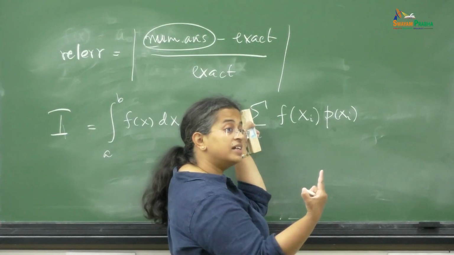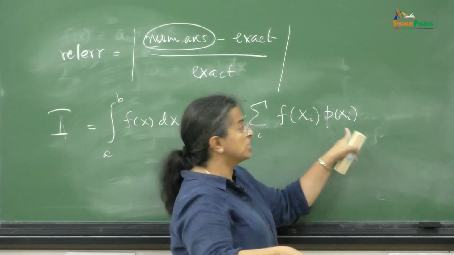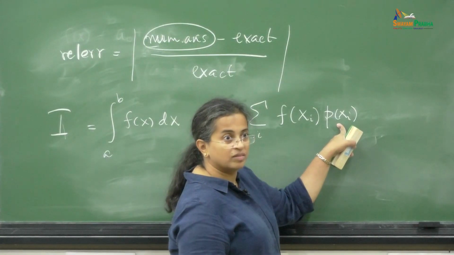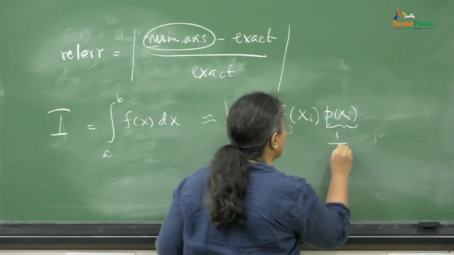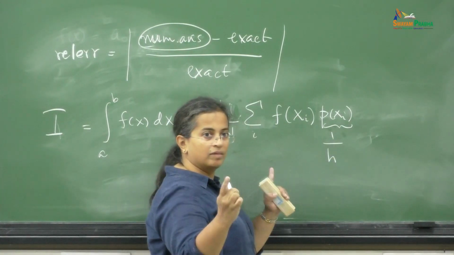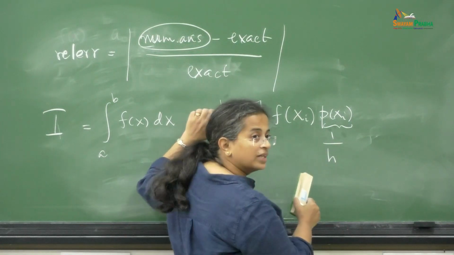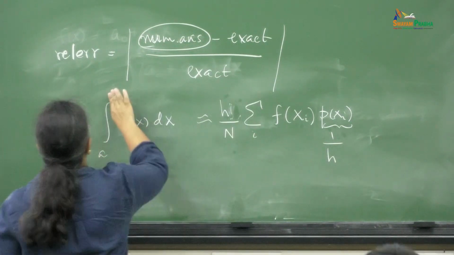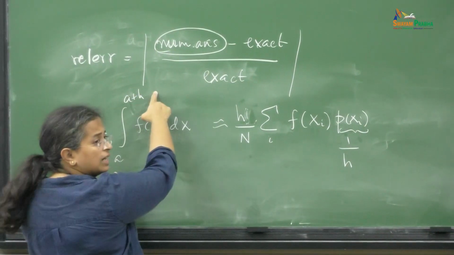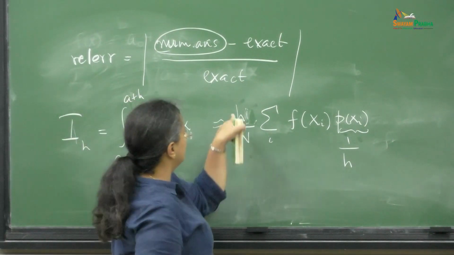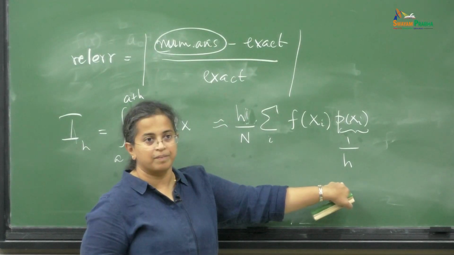If it is any other interval, what will this probability be? 1 over the interval. So this will itself become 1 over h. Okay? So this probability, if it is uniform, it is just 1 over h. Okay? Because this is just a small interval. If it is the entire one, here I should say a to a plus h, please. If it is the entire one, then what will it be? This will be b minus a, and this will also be b minus a.